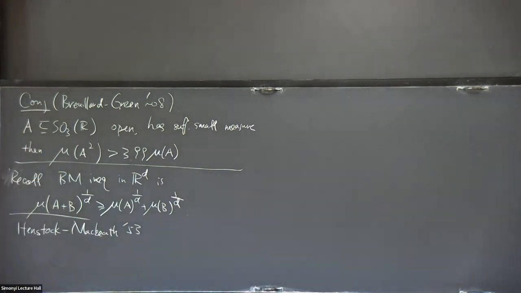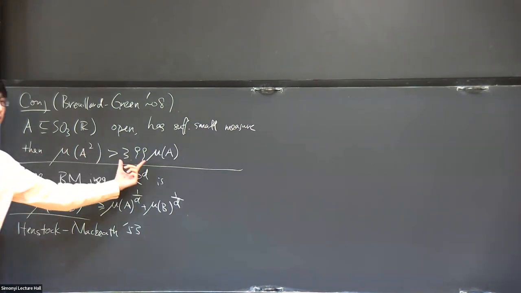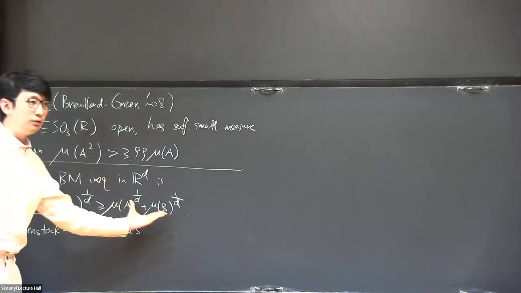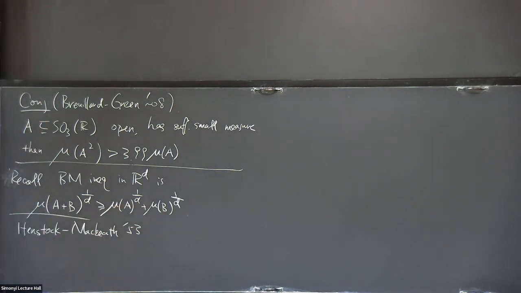So it asks, given a locally compact group or a Lie group, what is the correct doubling constant? This number here. And is there a Brunn-Minkowski phenomenon there? You can view SO(3)R as the simplest example here for this problem, the simplest compact case.